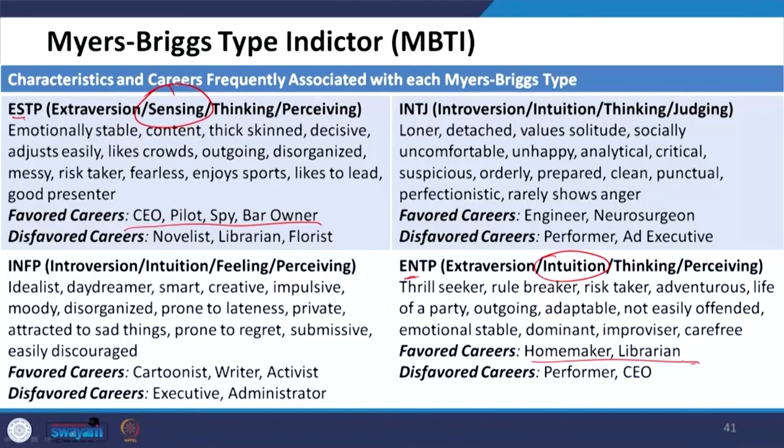Similarly, INTJ and INFP: introversion, intuition, thinking and judging, and introversion, intuition, feeling and perceiving. In case of engineers and neurosurgeons, it is the INTJ. In case of the INFP, it is cartoonist, writer, activist, creative. Therefore, because they are introvert and intuition, whenever they are introvert and intuition, you will find the jobs changing, that is, with more creativity. Here they are creative and impulsive. Dear friends, every personality has a different personality typology, right, and accordingly the jobs are to be taken.